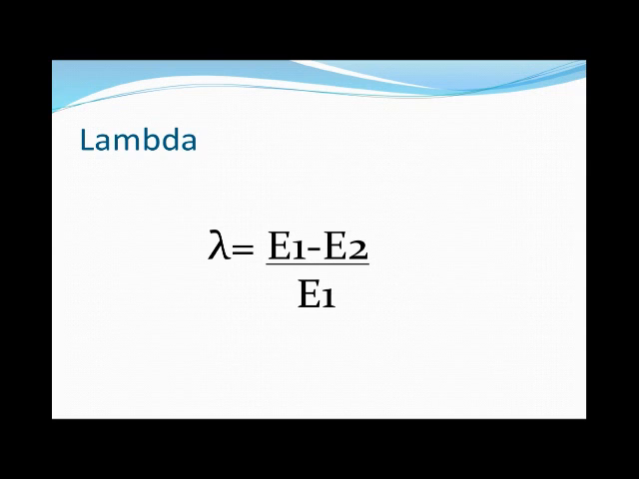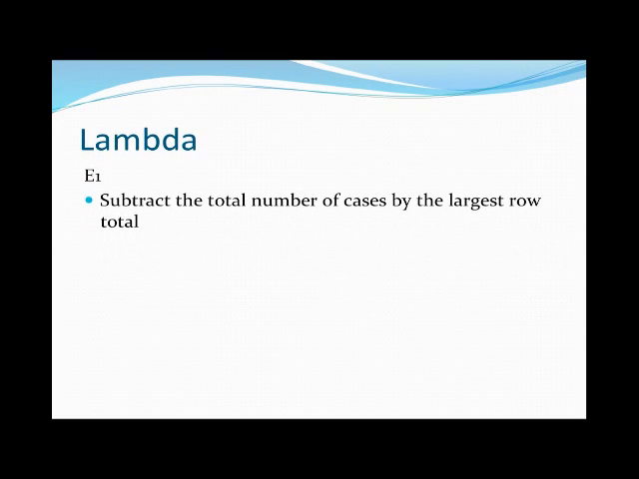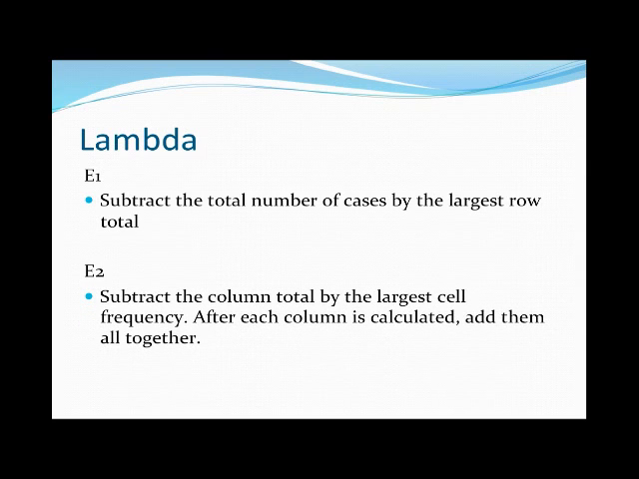So, going over again, to find lambda, first to find E1, we'll have to subtract the largest row total from the total number of cases. Then, to find E2, we'll have to subtract the largest cell frequency from the column total. After each column is calculated, we'll add them all together. This is how we'll find lambda in our bivariate table.